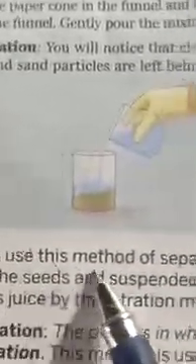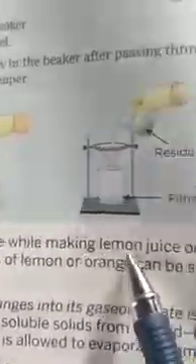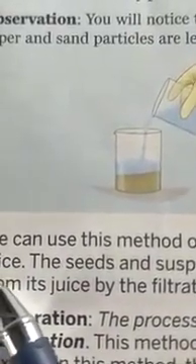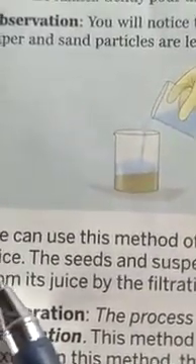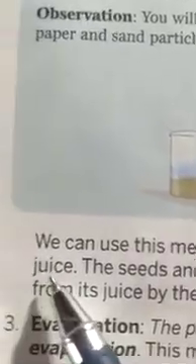Now, dear students, we can use this method at home, for example with lemon juice or orange juice. The process of filtration is commonly used in daily life. For example, fruit and vegetable juices are usually filtered before drinking to separate the seeds and the pulp. The seeds and suspended pulp particles of lemon or orange can be separated from the juice by filtration.